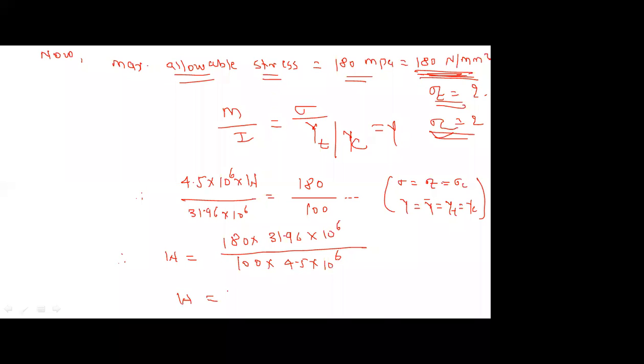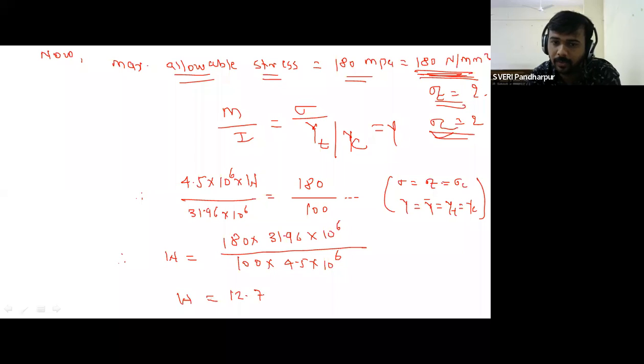W is equal to 12 point something, into 10 raised to 6 Newton per mm, or is the into 10 raised to 6 not there, no?